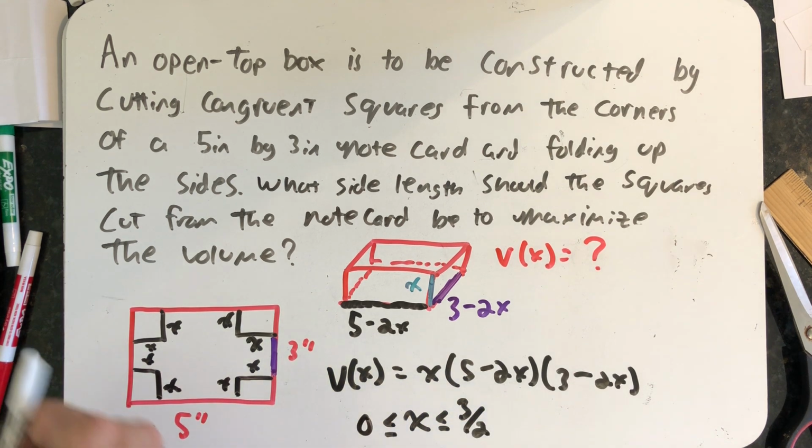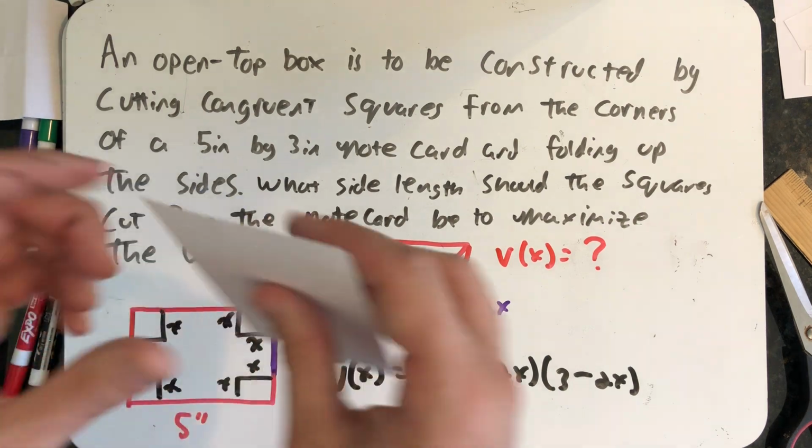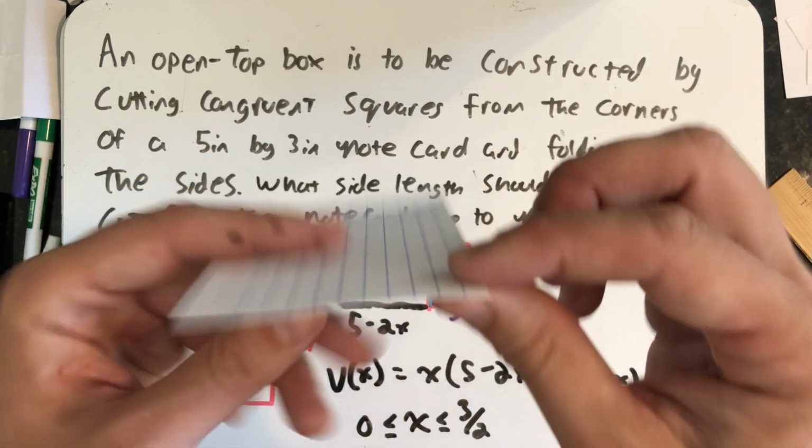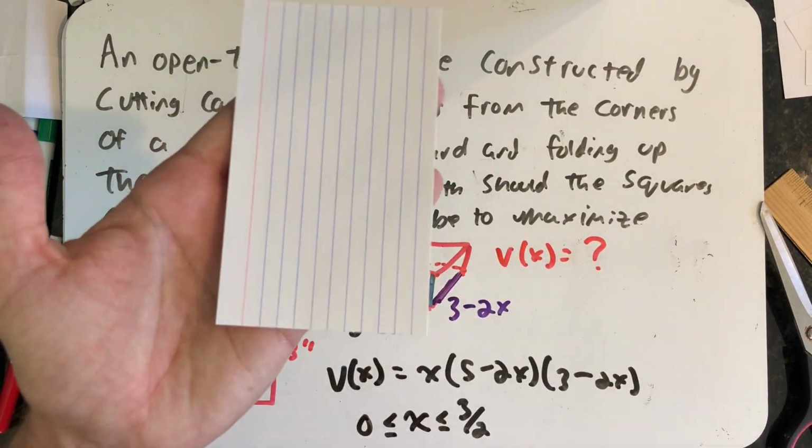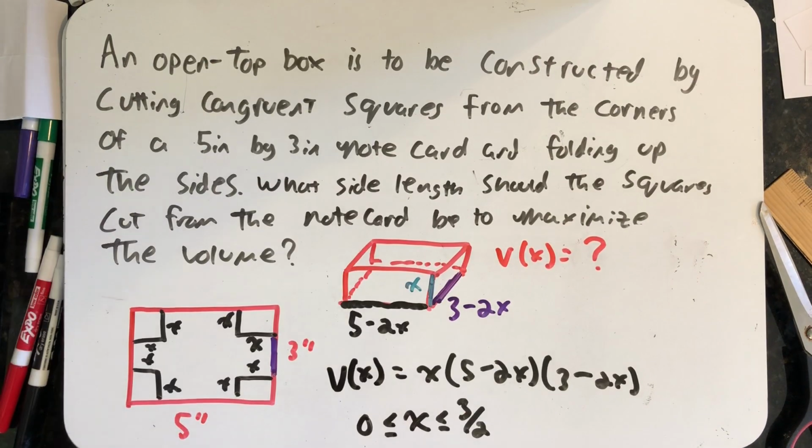X definitely needs to be bigger than 0, because if it was 0, I wouldn't cut anything off, and I'd just get this note card, which isn't really a box, but we could think of it as kind of a flat box, not very useful.